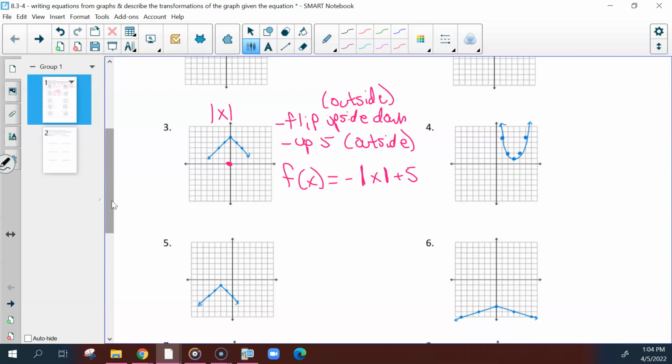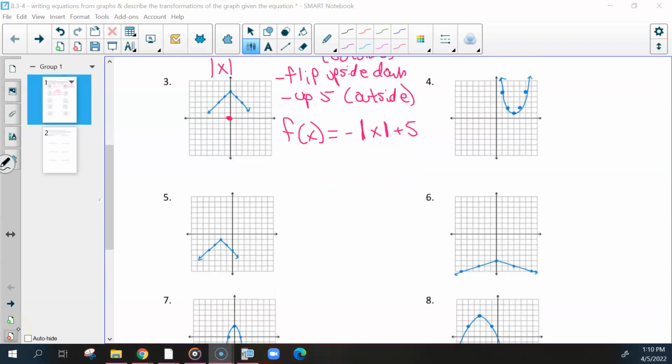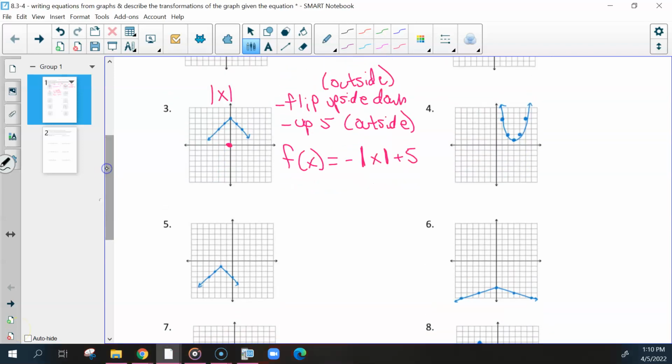Preston, you with me? Okay, your parent function is right there, right? 0, 0, if you forget. So for number 4, is this an absolute value function or a quadratic function? Quadratic, so your x squared.